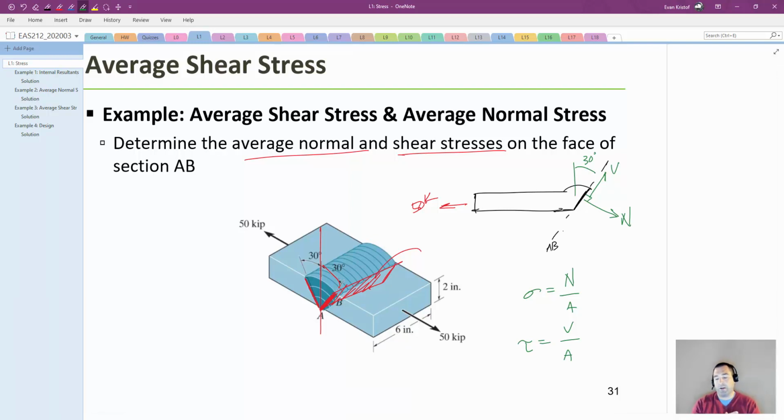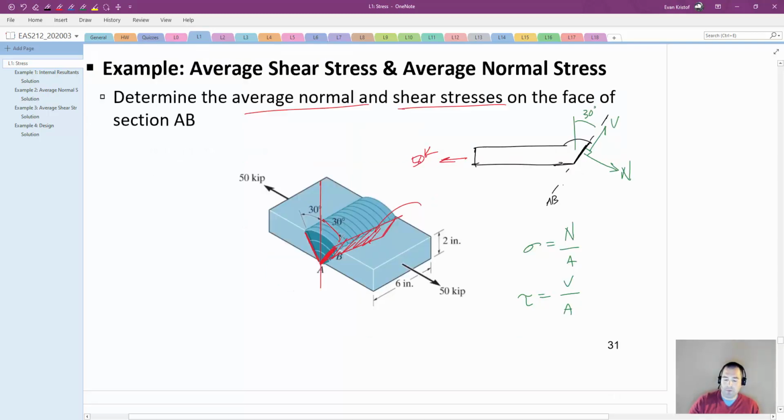You could imagine here, if that angle wasn't 30 degrees, if it was 0 degrees, then we'd have all normal force and normal stress, no shear force, no shear stress. As that angle gets bigger and bigger, we see a lot more shear stress than normal stress, and eventually it limits out as well. So take a look at that video solution to walk through a good comprehensive example that does both average normal stress and average shear stress.